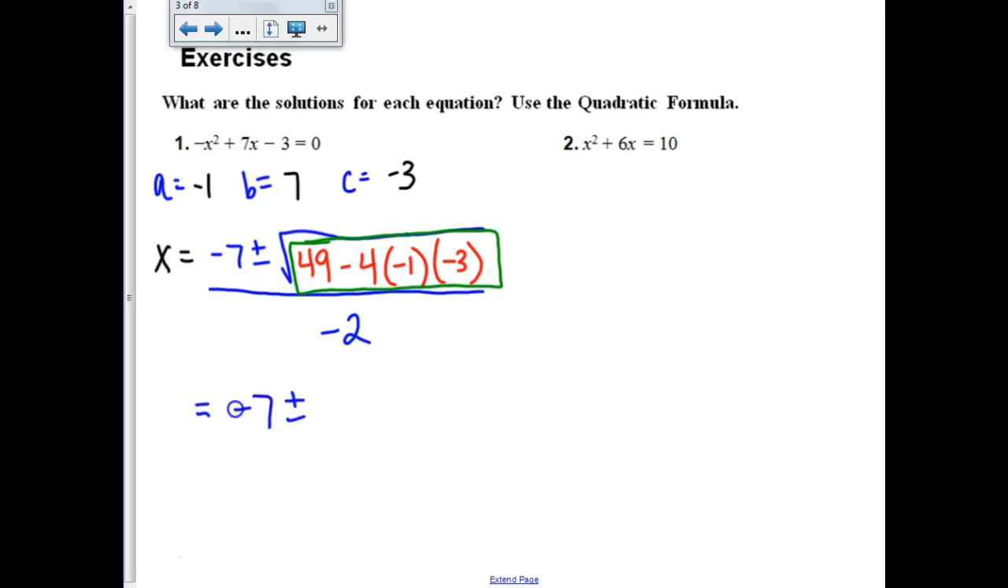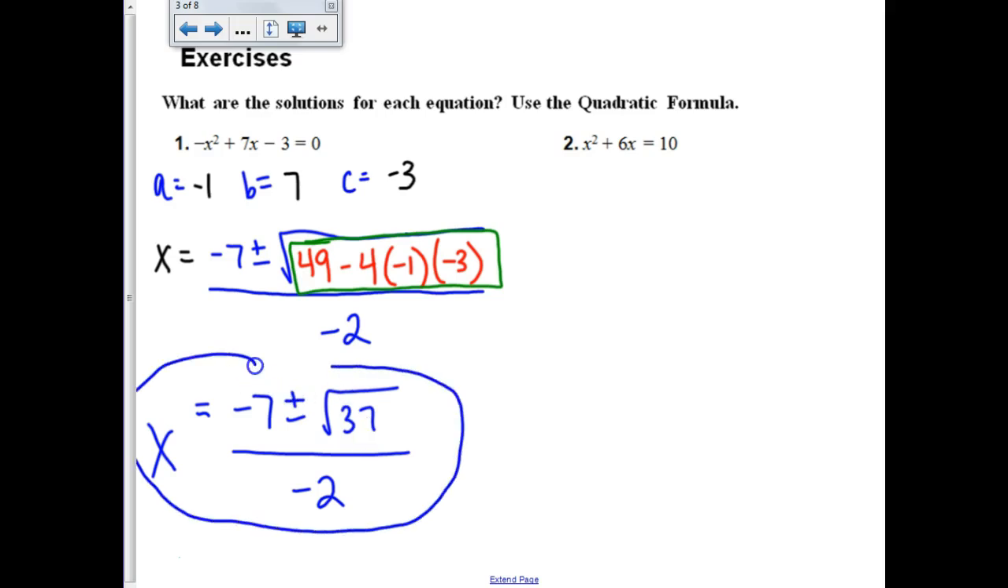I need a little calculator help with that. 37? Okay. So again, lazy mathematician, very excited, because if I tried to square root 37, it doesn't go well. It's a decimal. And 37 doesn't have a perfect square inside of it. So my answers are actually right here, negative 7 plus square root of 37 over negative 2, and negative 7 minus square root of 37 over 2. As a lazy mathematician, leave your answer looking like that.